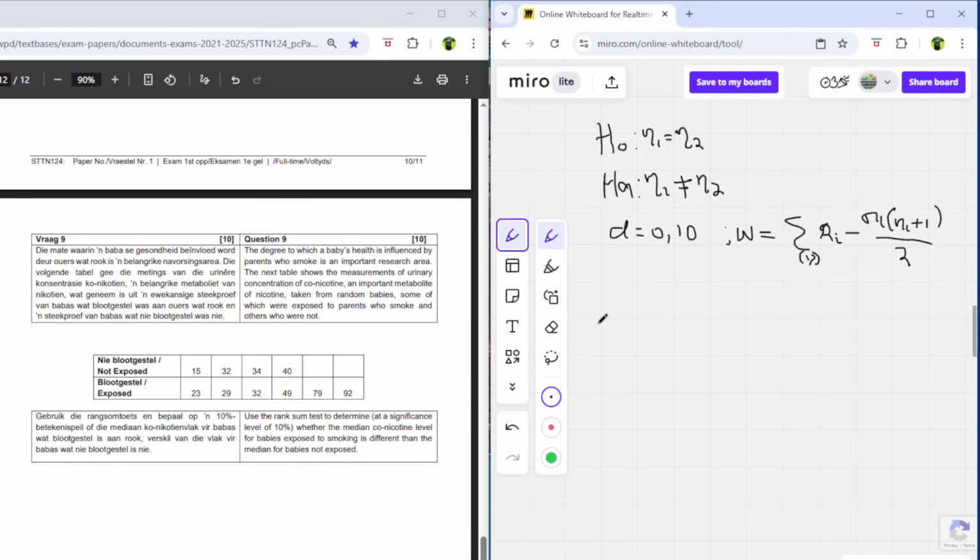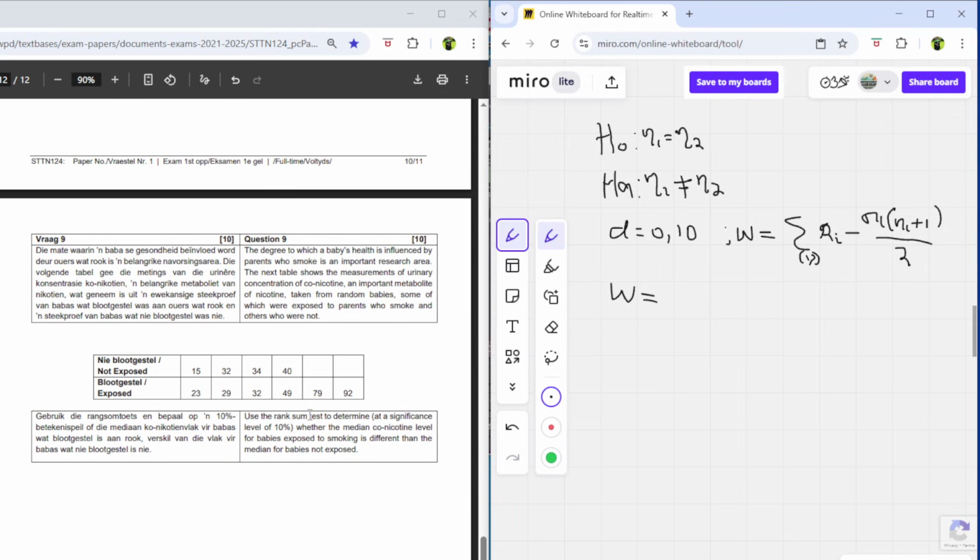And then step number 3 is to calculate the test statistic and critical values. The test statistic is equal to this. So now we have to do the rankings for these numbers here. So we're ranking these numbers at the same time. We don't rank the not exposed first and then rank exposed after. No, we don't do that. We're going to do it at the same time.